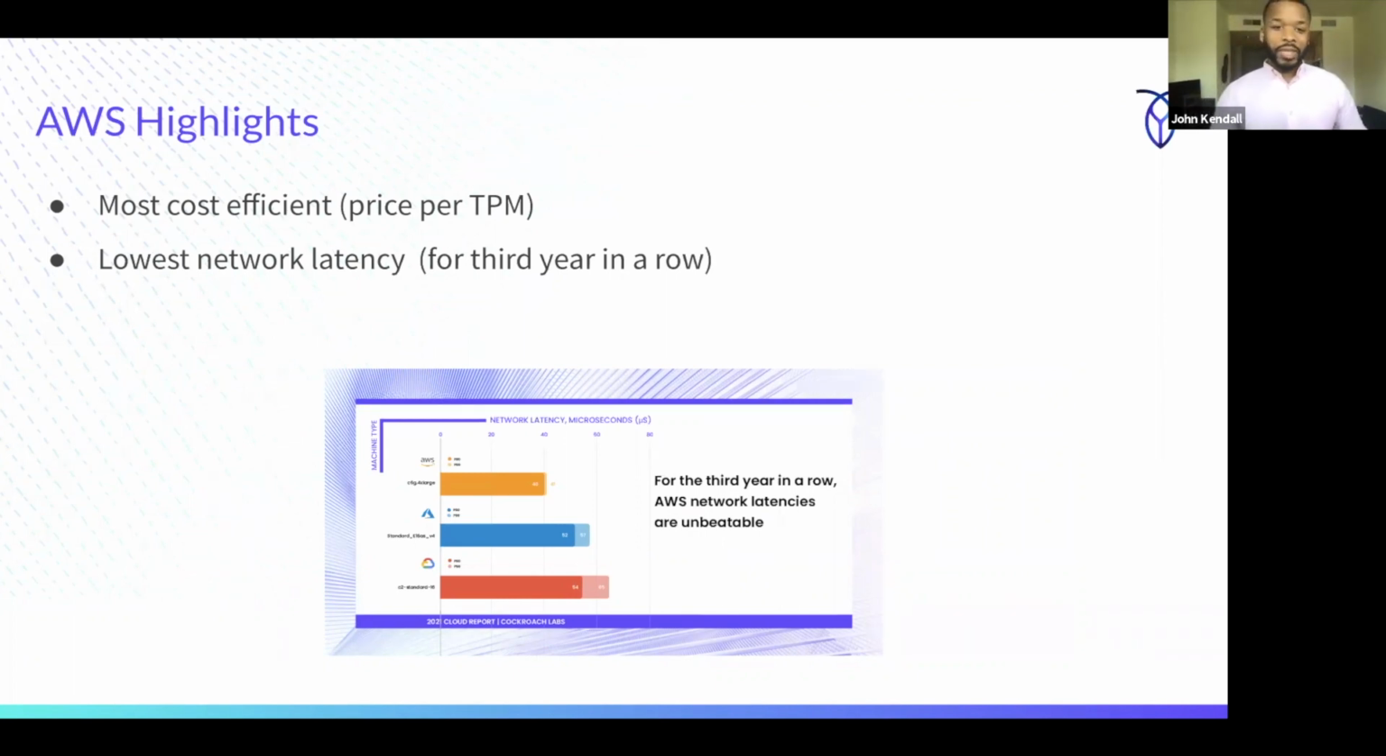And they proved to have the most cost-efficient machine in terms of price per TPM, which is the industry standard benchmark for measuring cost efficiency for OLTP workloads. In addition, AWS stood out in having the best network latency of all the cloud providers.